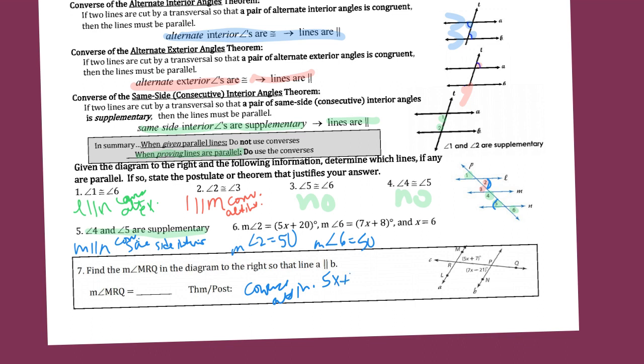So if you've got 5x plus 7 equals 7x minus 21, minus the 5x to go to the other side, plus the 21 to go over here, you get 28 equals 2x. X is equal to 14. And it says find the measure of angle MRQ. If you plug this in and do 5 times 14 and add 7, you're going to get 77 degrees. And so if X is 14 in both of these, then both these angles would be 77 degrees.